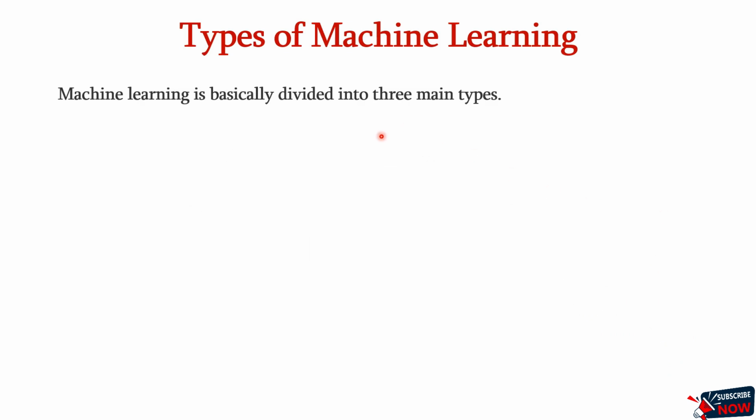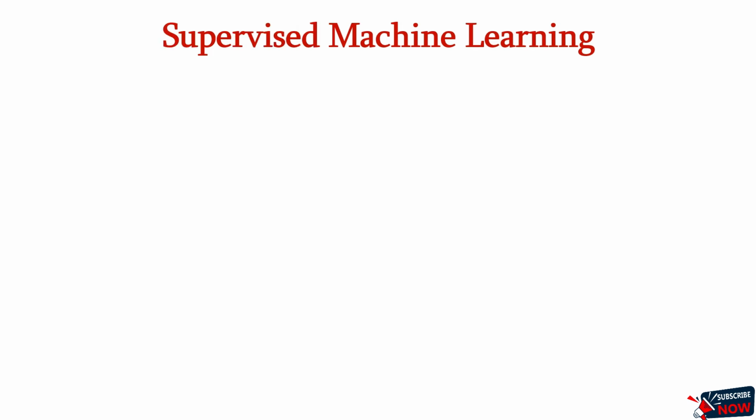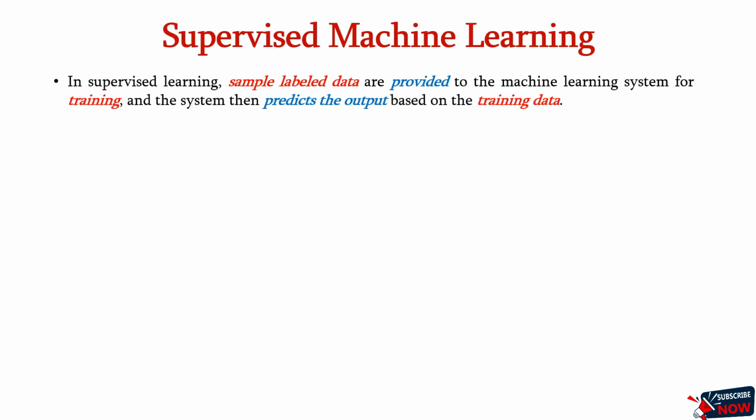Machine learning is basically divided into 3 main types, namely supervised learning, unsupervised learning, and reinforcement learning. Supervised learning learns from labels, unsupervised learning learns without labels, and reinforcement learning learns from experience. First, let us see about supervised learning. Here, sample labeled data are provided to the machine learning system for training, and the system then predicts the output based on the training data.